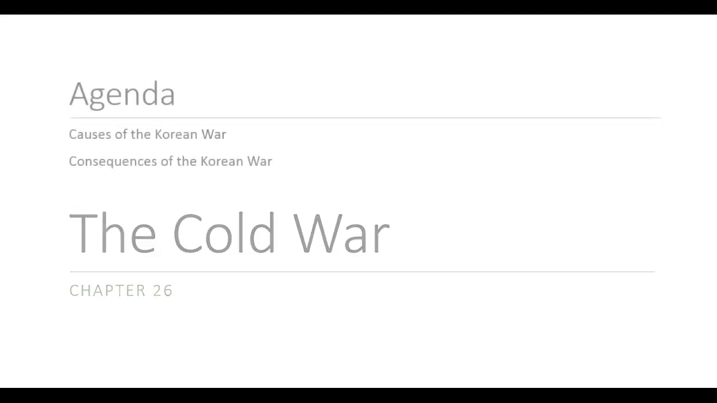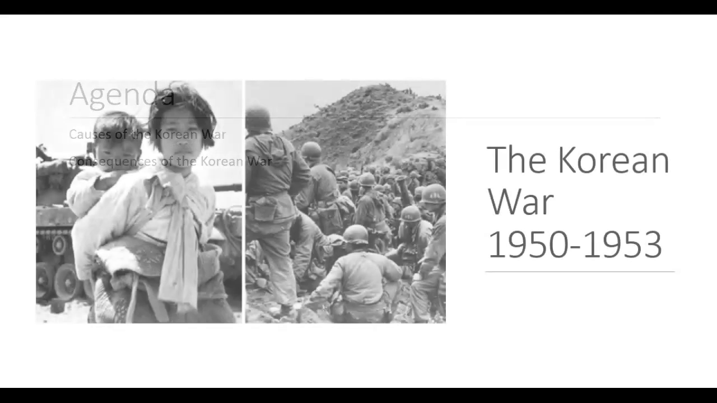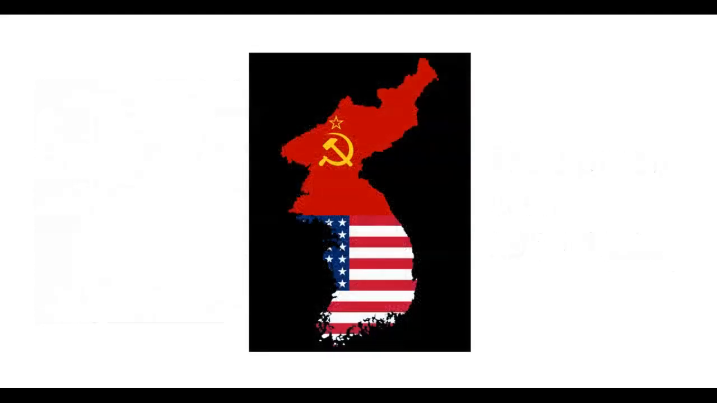In this lecture, you are going to learn about the causes and consequences of the Korean War. After Japan's surrender in September 1945, a U.S.-Soviet joint occupation had paved the way for the division of Korea. Without giving it much thought, the United States and the Soviet Union divided Korea into two occupation zones at the 38th parallel. The setup was supposed to be temporary.